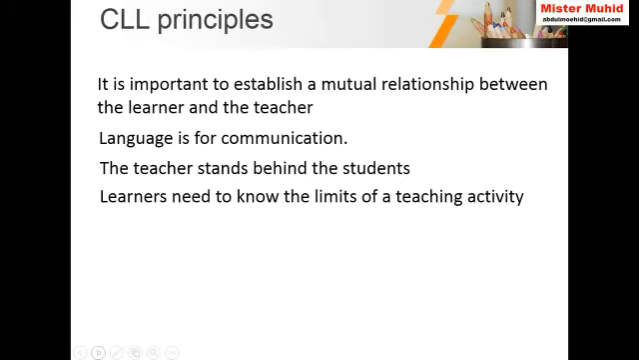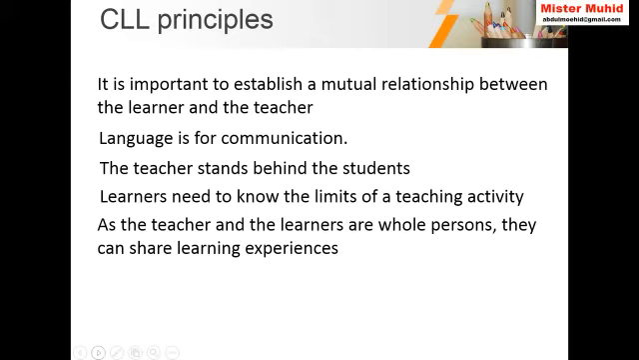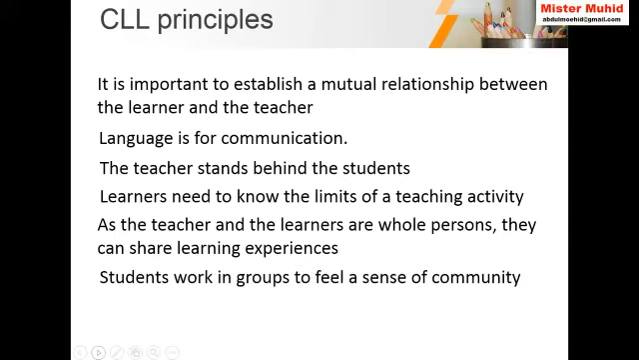Learners need to know the limits of teaching activity. It means when the material is too difficult, the learners can complain or say to the teacher, "I don't understand, I don't know about this. This is too difficult for me. This is too hard for me," for example. So that's fine.